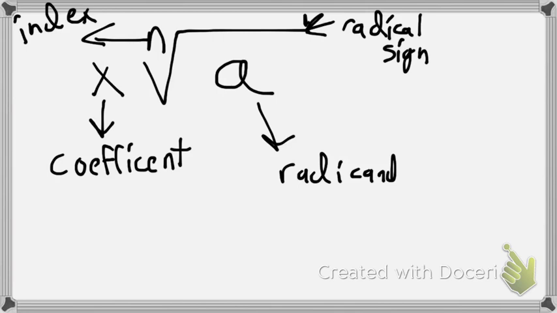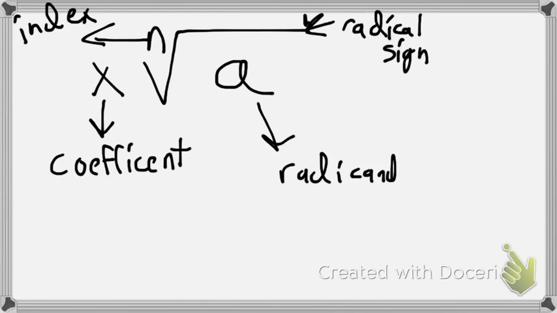So, first things first, we need to make sure we're all on the same page with the same vocab. So here we have a radical. The entire thing together will be called the radical. And so we have the index, and that is the degree of the radical.